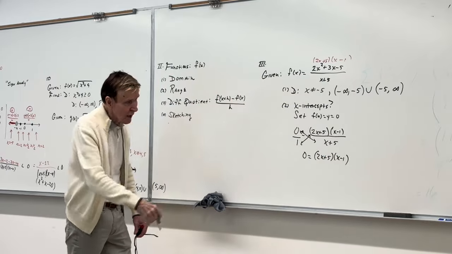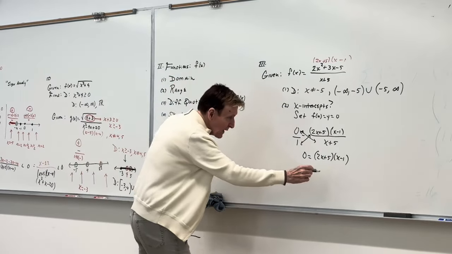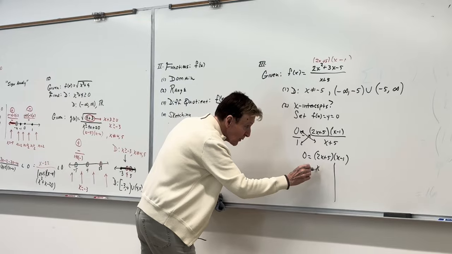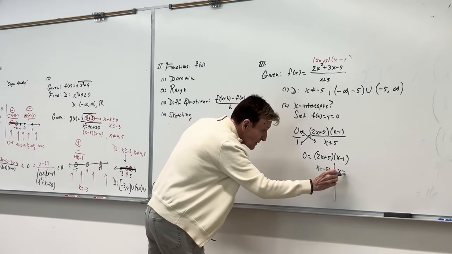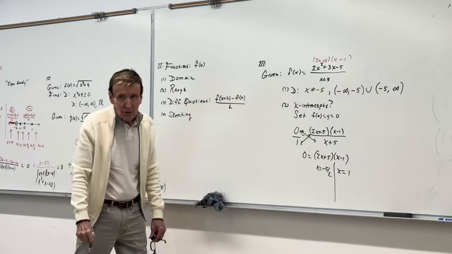And there's other ways to solve that. Split this up, and Jonathan, I think you already told me, negative 5 halves and 1, and you are correct. Those are my x-intercepts.